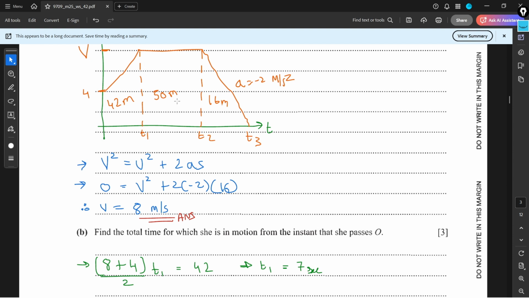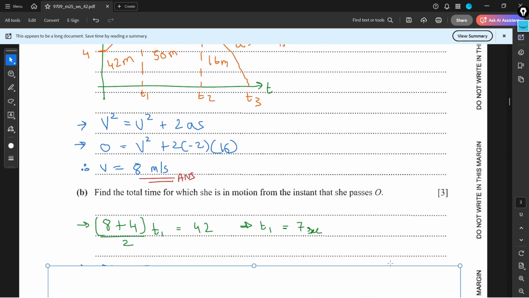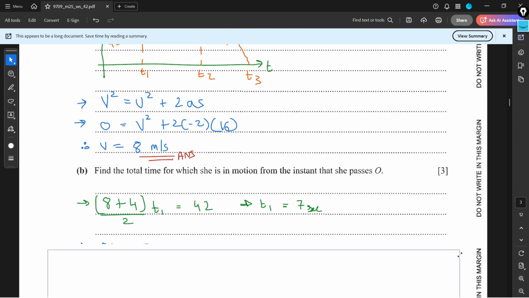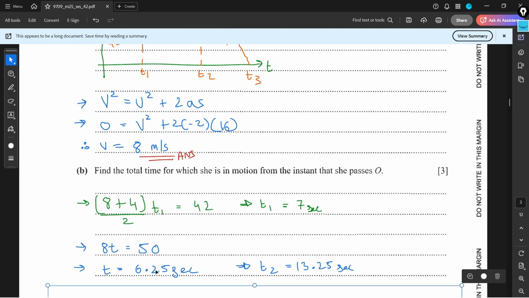Then moving on to find the second time interval, that is in between t1 and t2, I can again use the concept of area under the curve. Because it's a rectangle, I can say that 8, that is the height of the rectangle, times the time interval should be equal to 50. So 8t is equal to 50 is going to help me get the second time interval, and that comes out to be 6.25 seconds. So if this is 6.25 seconds and the first one is 7 seconds, at t2 we are having a total time of 13.25 seconds.